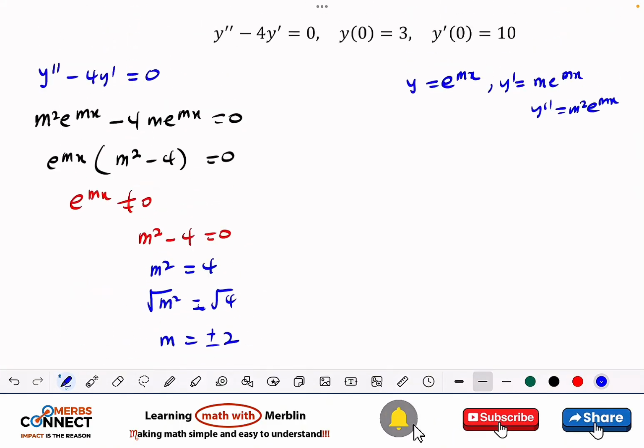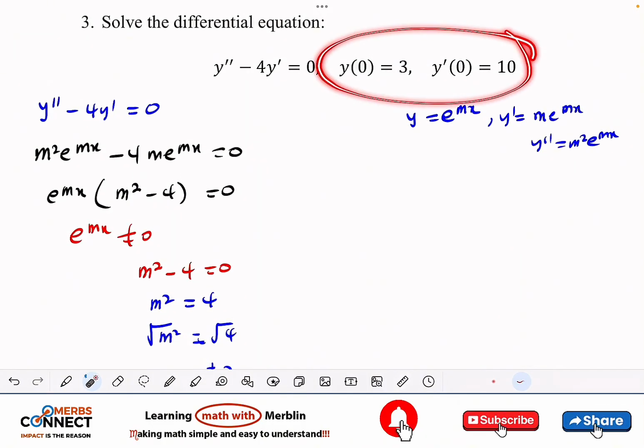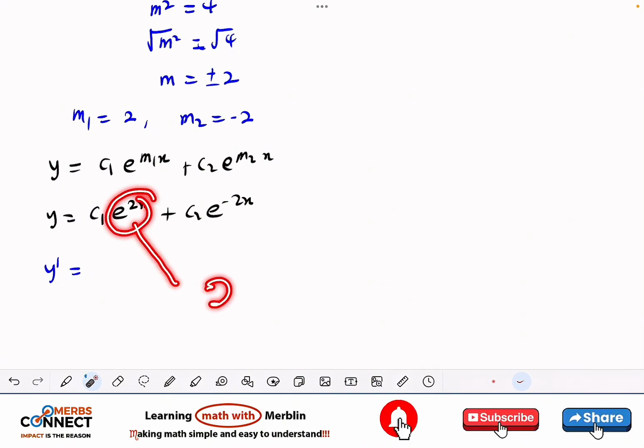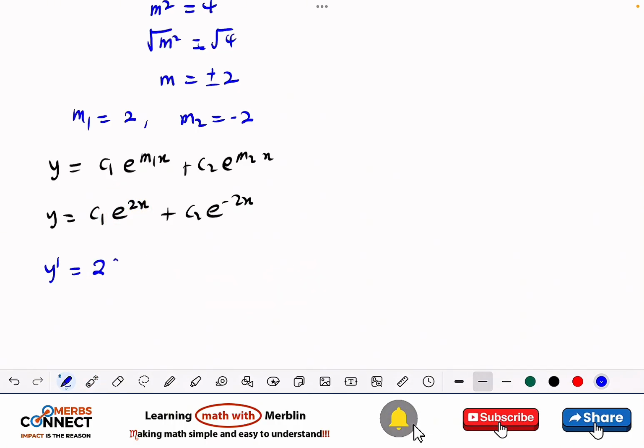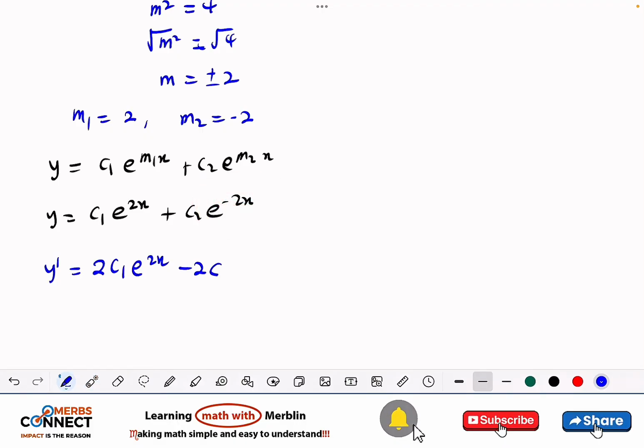So if this is the general solution, we have initial conditions. Since we have y prime here, let's differentiate the function. When I differentiate this, I'm going to have 2e to the power 2x, right? Because I just differentiate the top and multiply by the function. So this is going to give us 2c1 e to the power 2x. Same thing here, differentiate the top and multiply the whole function. So this is going to be minus 2c2 e to the power minus 2x.